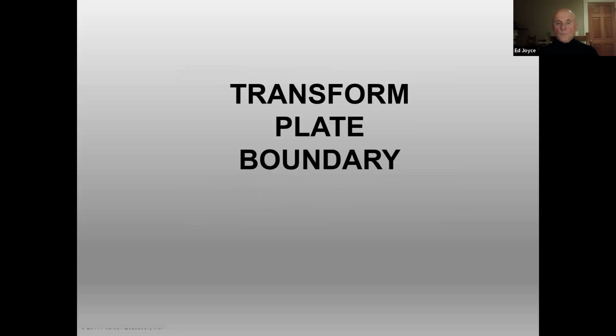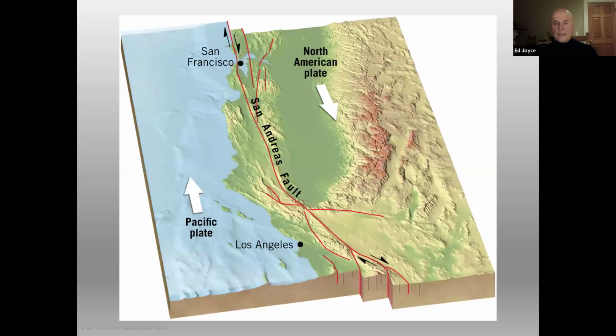Okay, so much for a divergent plate margin. Let's have a look at a transform plate margin. And a transform plate margin is two plates sliding by each other. And probably the most famous transform fault is the San Andreas fault, where the Pacific plate is moving north, the North American plate is moving south, and someday Los Angeles will be a suburb of San Francisco.